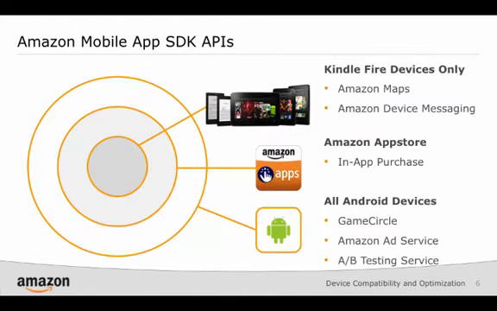Amazon provides a number of APIs that you can use within your app. These APIs can be grouped into 3 categories. APIs that are available for Kindle Fire devices only. Next, we have APIs that require the Amazon Appstore client. The in-app purchasing API can be used in any Android app distributed through the Amazon Appstore. Lastly, we have APIs available on all Android devices regardless of the App Store used.